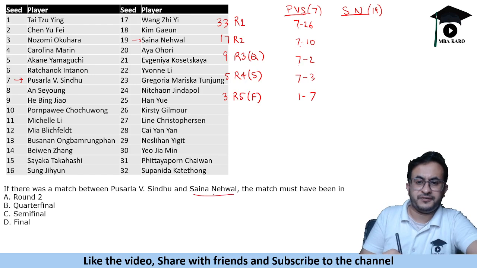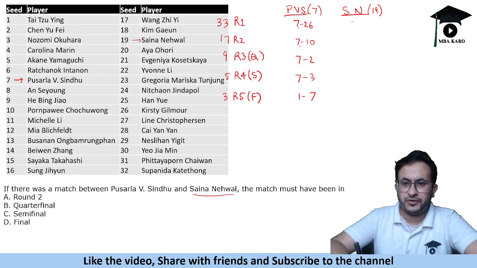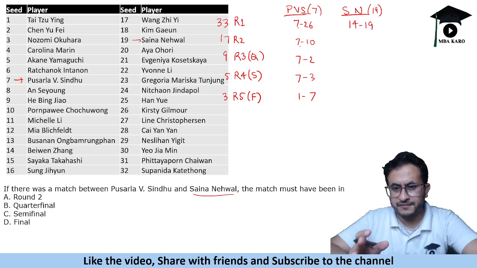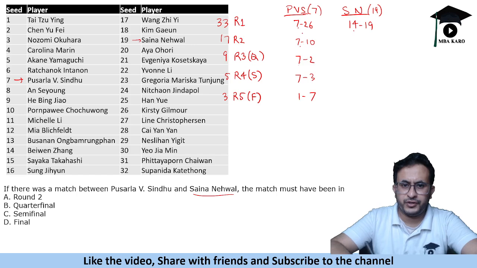Now we will do the same activity for Saina Nehwal. So first round it will be 14 versus 19, right? Now we will find the ideal trajectory and then replace by Saina Nehwal. So 14, seed sum is 17, so 14 should win. This should be 3 versus 14, right? If this is 3, 3 should win. This should be 3 versus 6, right? And then 2 versus 3, and then 1 versus 2. That is the ideal trajectory.